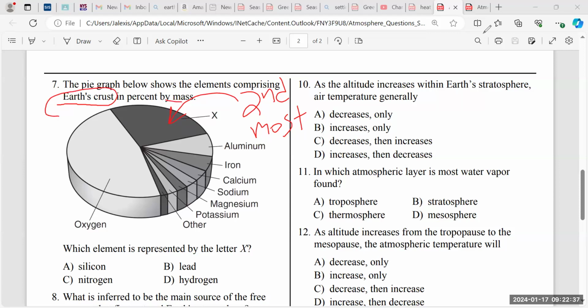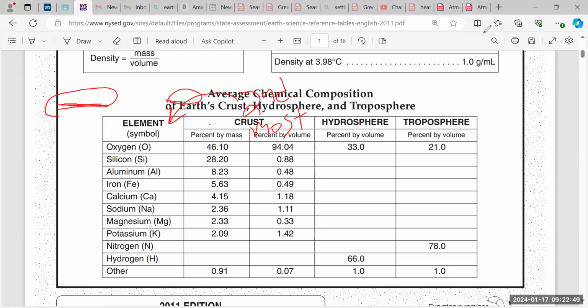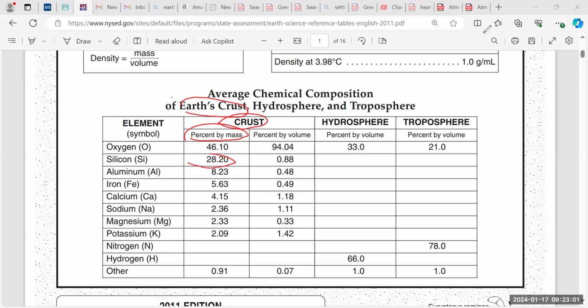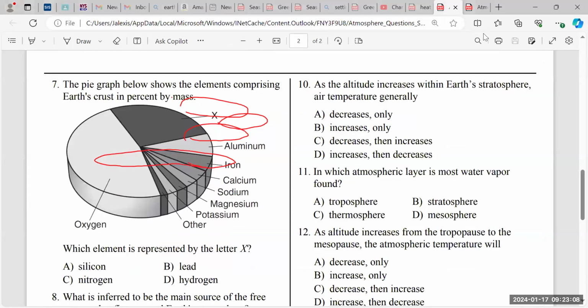So if element X is the second most, I have to look for the second most element by mass in the Earth's crust. So I'm going to Earth's crust. The Earth's crust that I'm looking at by mass, which one is the second most by mass? It is silicon. That is the second most. So when I go back, the correct answer, silicon, is choice A.